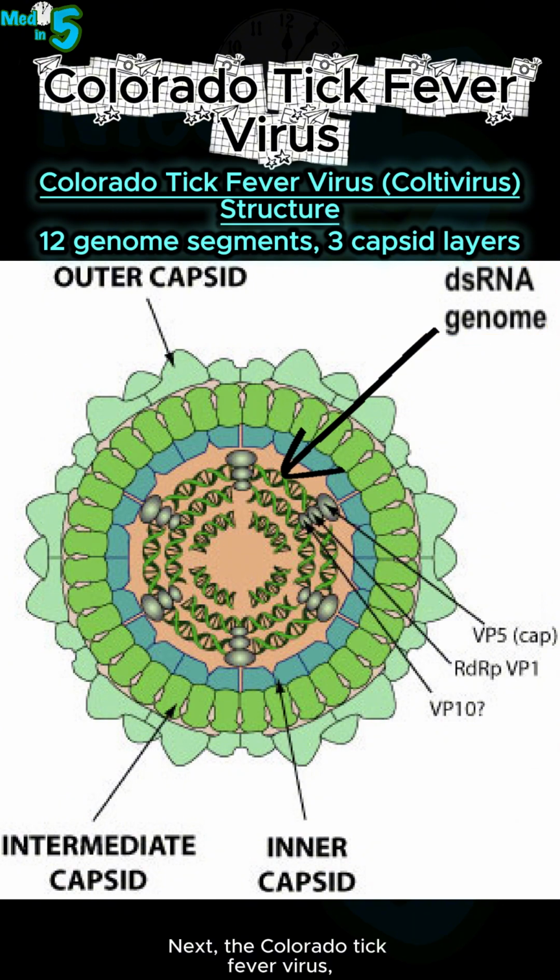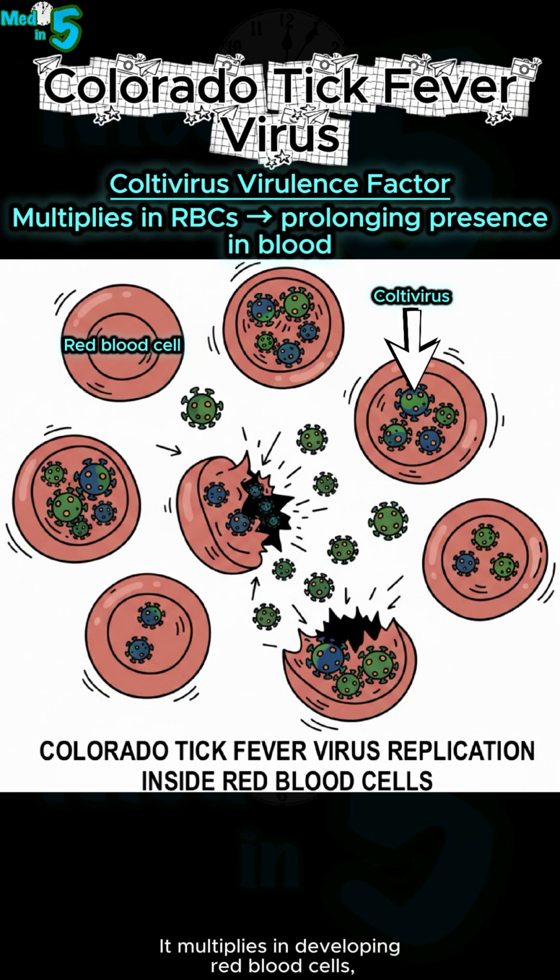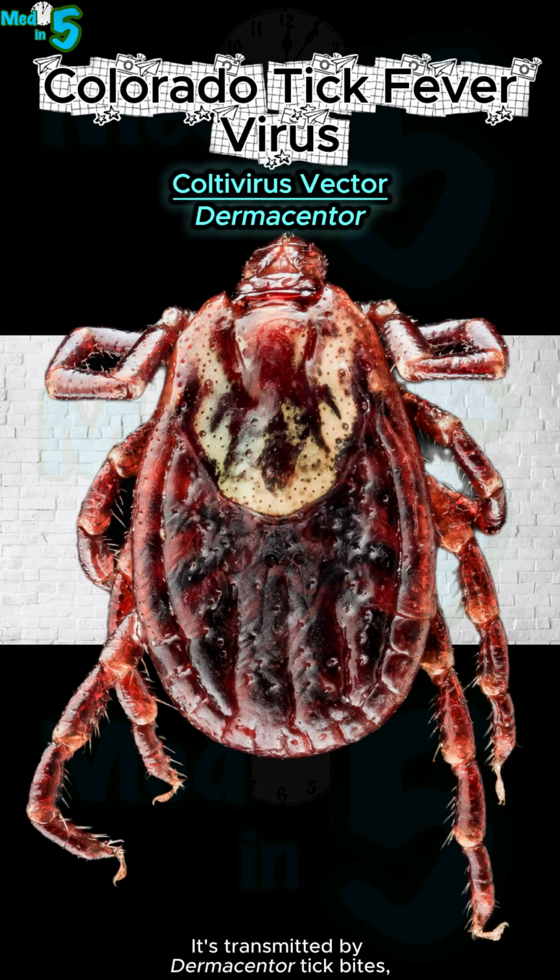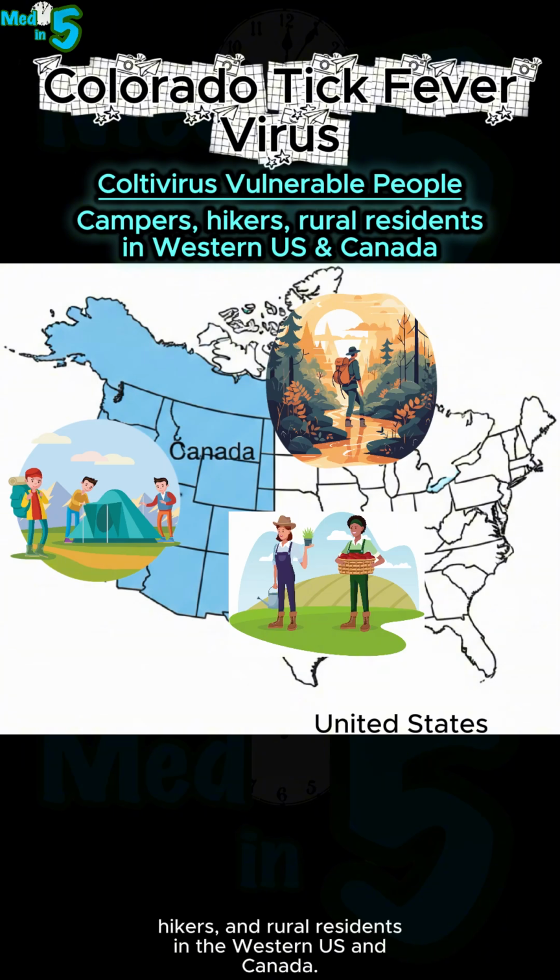Next, the Colorado tick fever virus, aka Coltivirus, has 12 genome segments and a triple-layered capsid. It multiplies in developing red blood cells, prolonging its presence in the blood. It's transmitted by Dermacentor tick bites, mainly affecting campers, hikers, and rural residents in the western US and Canada.